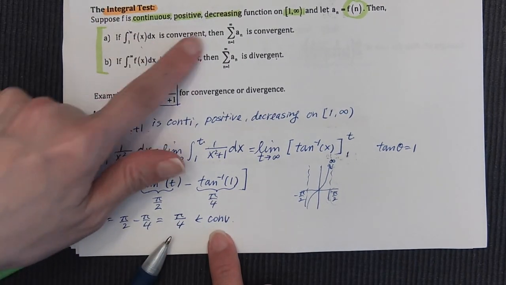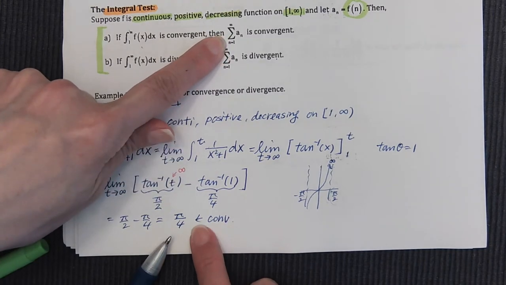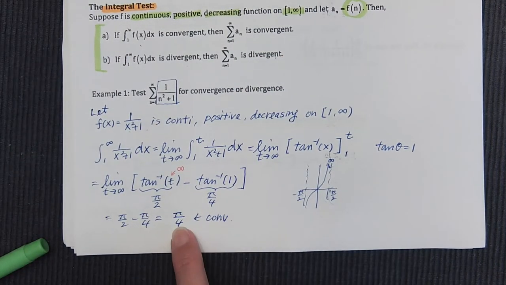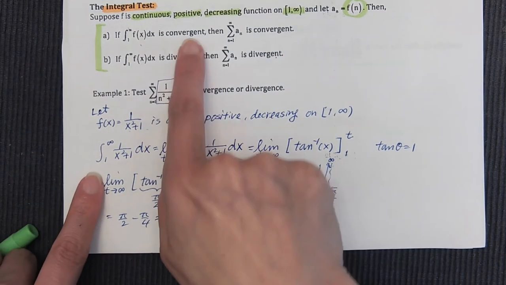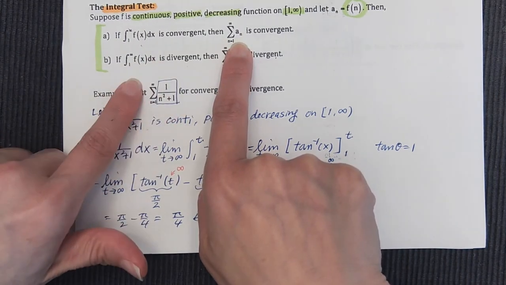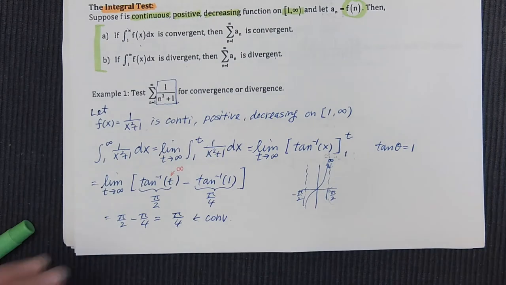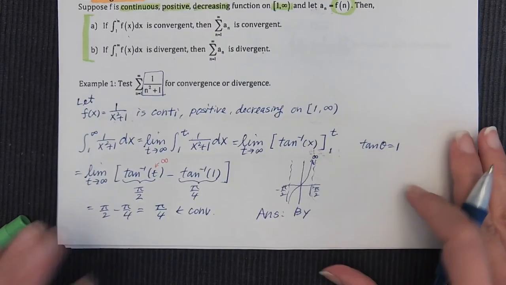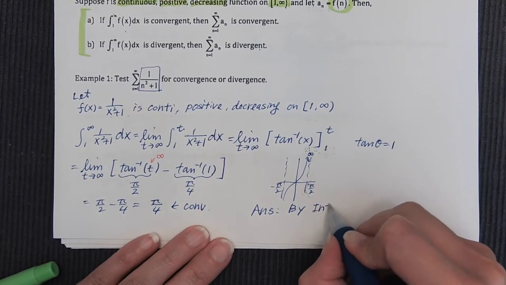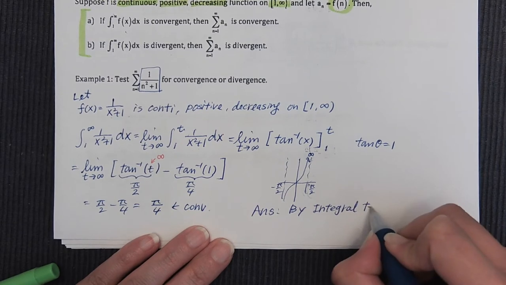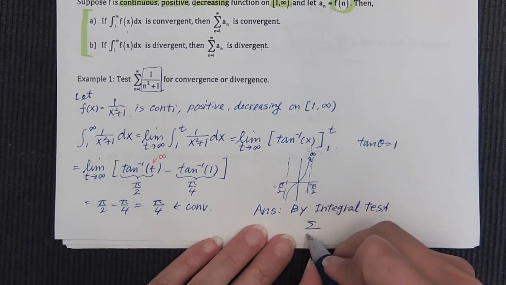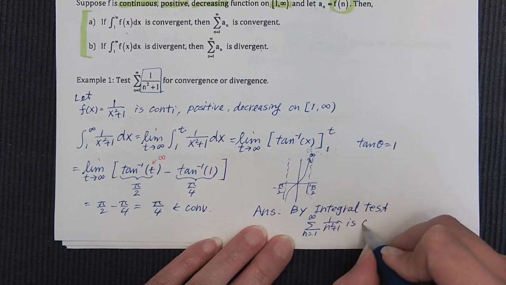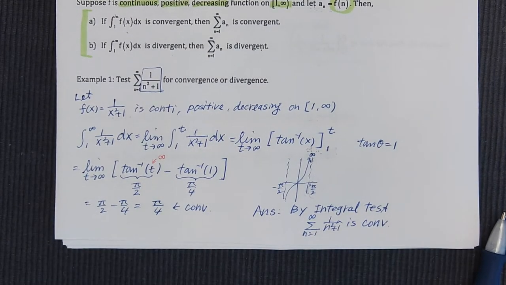That's not the summation value. It's just telling you it's convergent, meaning the summation becomes convergent, but that is not the sum. We just conclude that this is convergent. It approaches some number. So for the final answer, make sure you state what test you're using: by the integral test, the summation from n equals 1 to infinity of 1 over n squared plus 1 is convergent. So here's the answer.